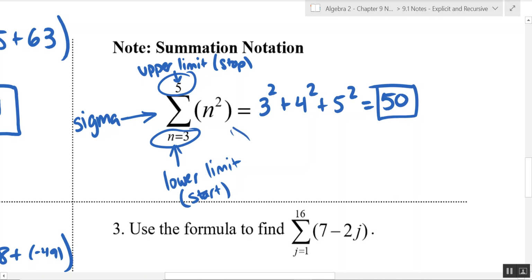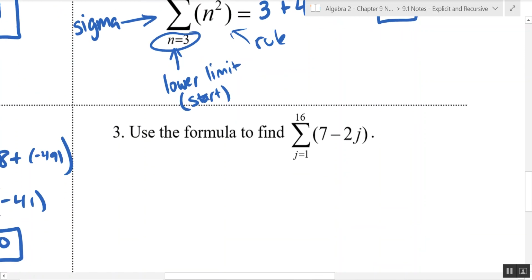So just make sure you follow the rule that is there inside the summation notation. So we're going to do that here with this next problem. We're going to start at 1. I'm going to plug 1 into the expression. And if I did that, 7 minus 2 times 1, or 7 minus 2, would be 5. Plug in 2 next. 7 minus 2 times 2, or 7 minus 4, would be 3. And if you kept going, you would see that this pattern continues.